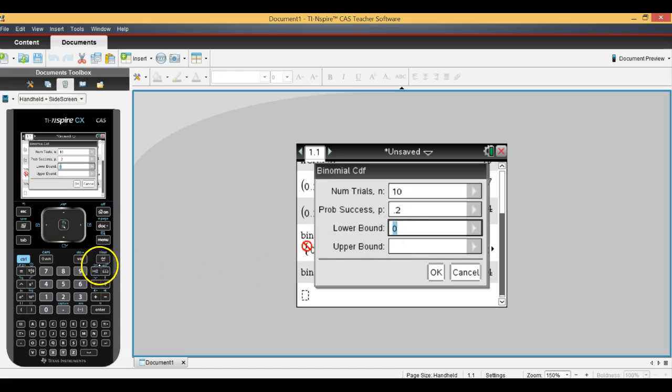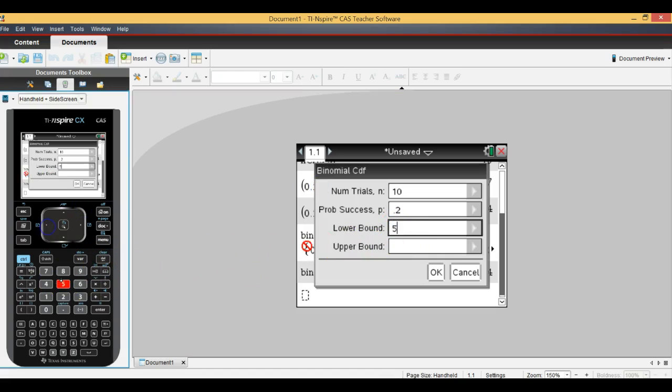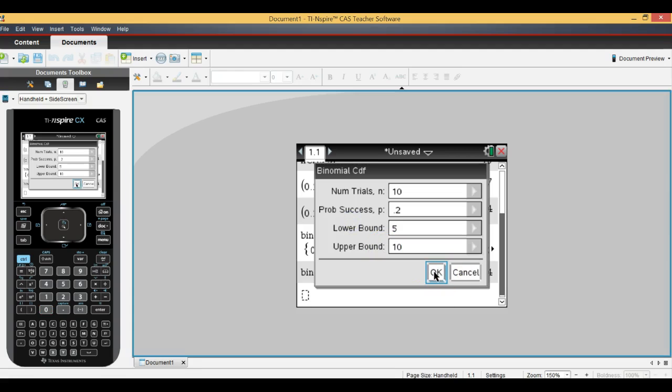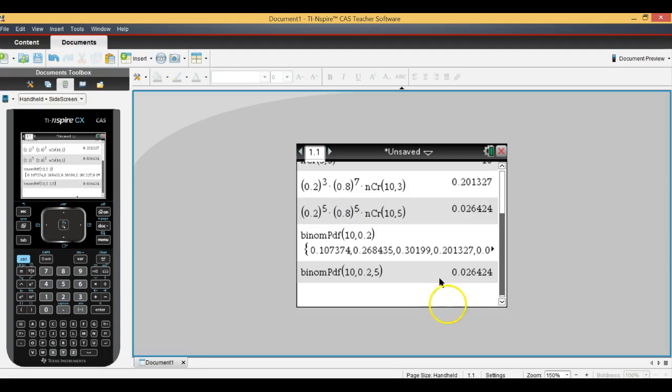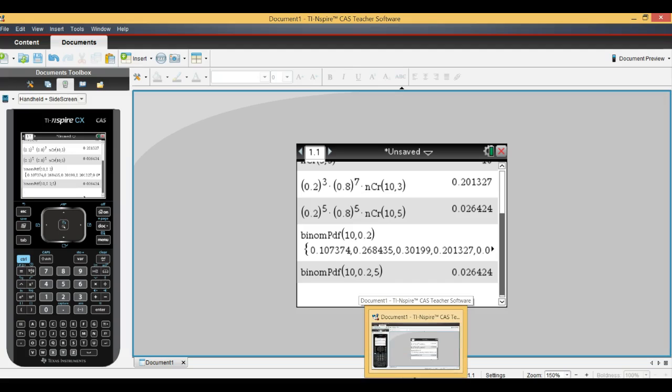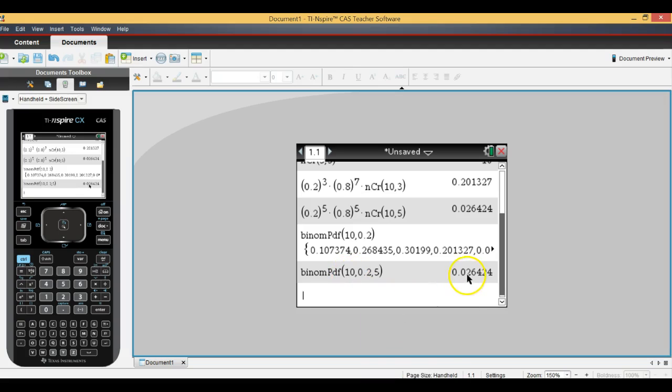Trying to get that in there. Lower bound of 5. And our upper bound is 10. So that's inclusive. Lower bound 5, upper bound 10. What it's going to do is add all those up. Hit OK. Yeah, there we go. It's 0.0264. So what that means is that the probability, that's still a PDF. What's going on here? Pause.